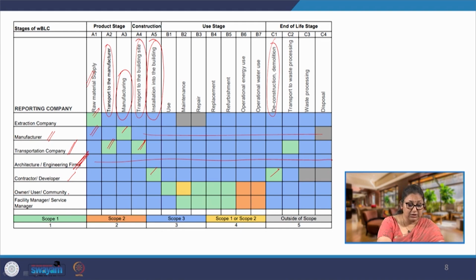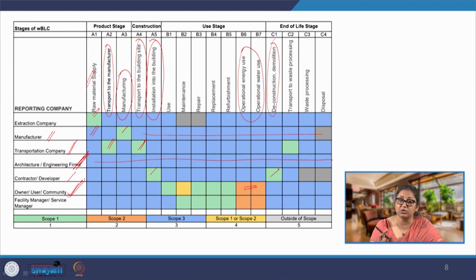Now, if we look at the user or owner or the community who is directly going to use the building, for them the emissions are largely coming from operational energy use. The operational energy use and operational water use, which is actually going to go in scope 2, is directly coming to the users and community.